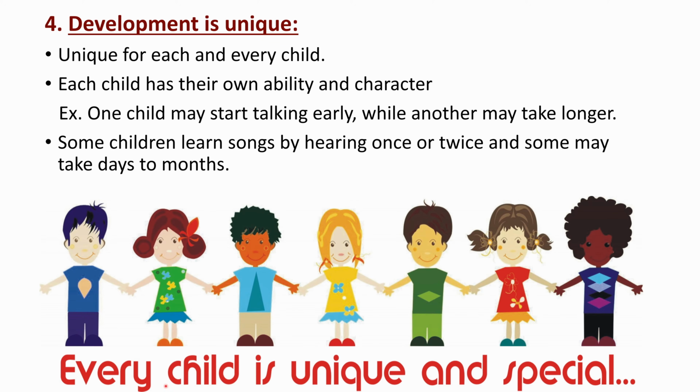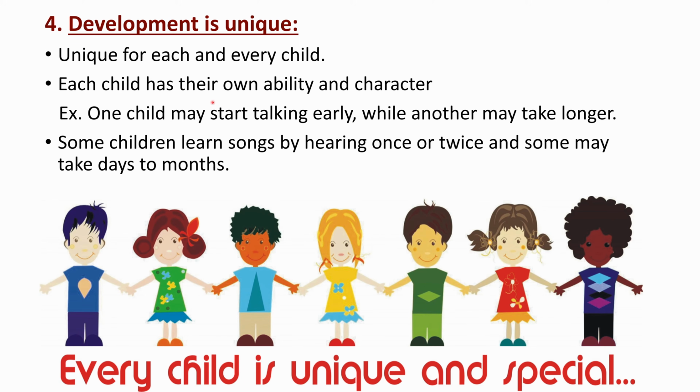The fourth principle is development is unique. This means that development is different for every child. Each child grows and develops in their own way and at their own pace. Children may have different abilities, talents, and characteristics. For example, one child may start talking very early while another may take longer. Both children are normal. They are just developing at different rates.